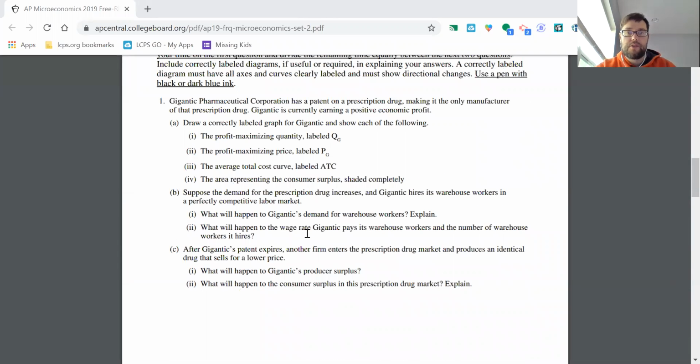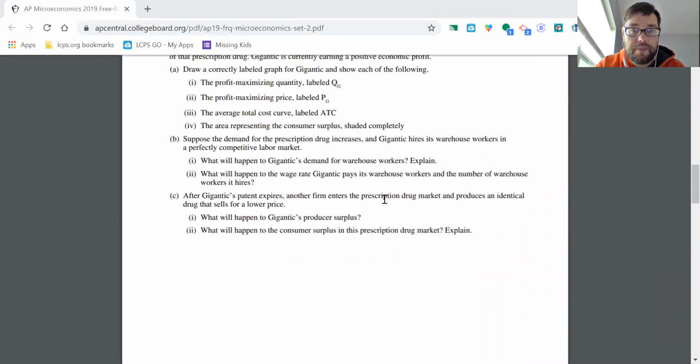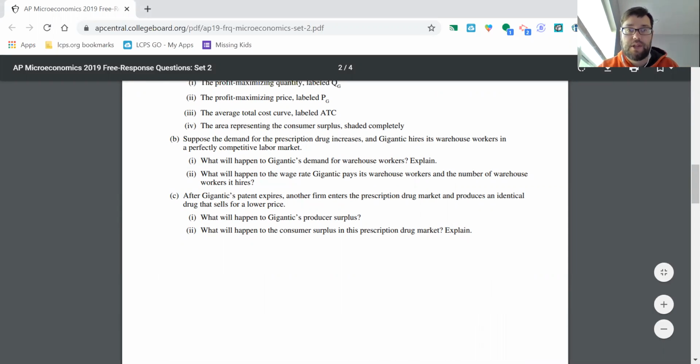All right, there it is. So Gigantic Pharmaceutical Corporation has a patent on a prescription drug, making it the only manufacturer of that prescription drug. Gigantic is also currently earning a positive economic profit. All right, so part A is going to want us to draw the graph, right? So this should stand out as a situation where we have a monopoly.